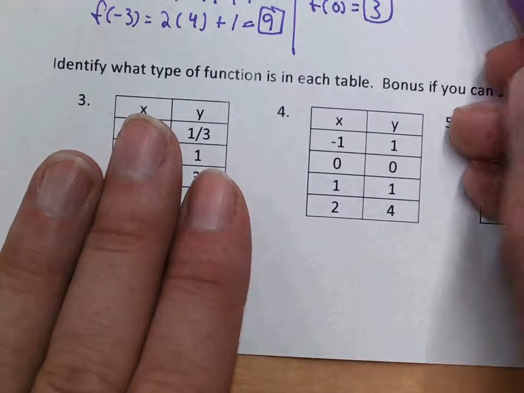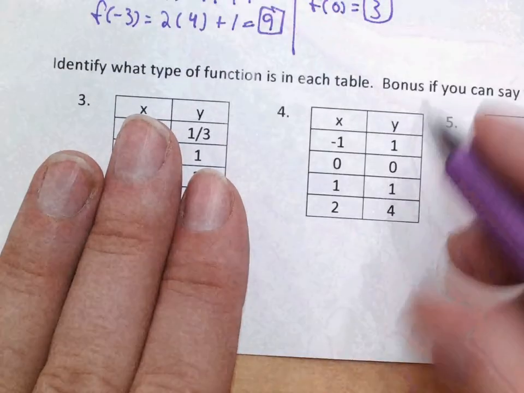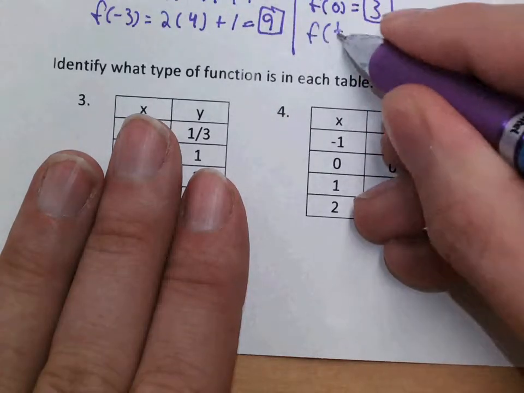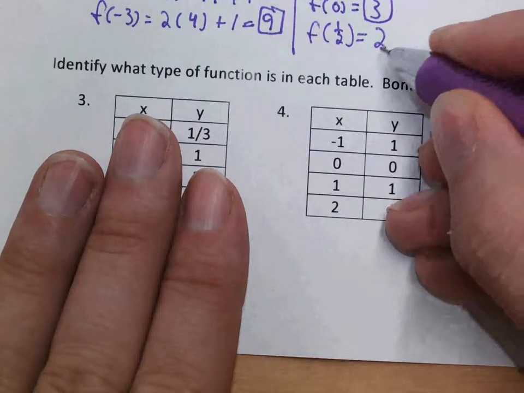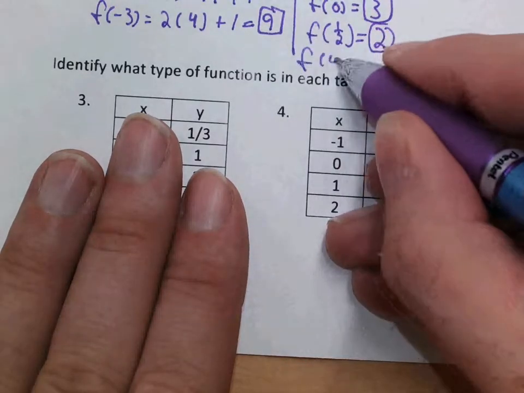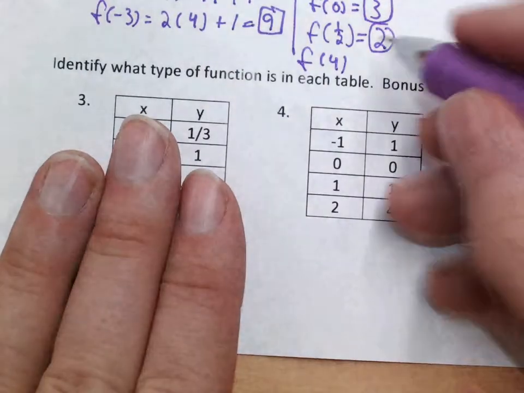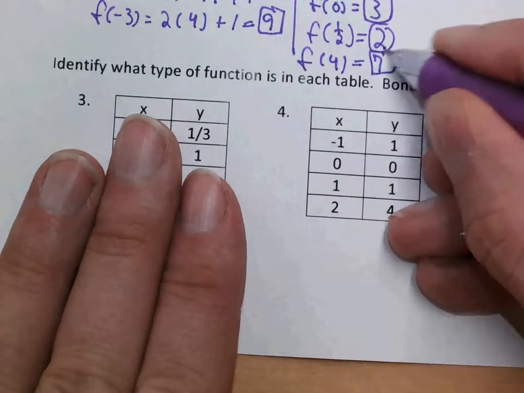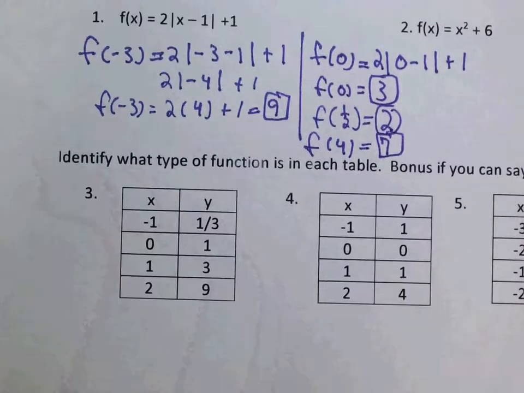I also need to plug in 1/2. When I plug in 1/2, I'm going to get f of 1/2 equals 2. And I need to plug in 4. F of 4, when I put in 4 for x, I will get 7. So the range values, I have not answered the question yet.